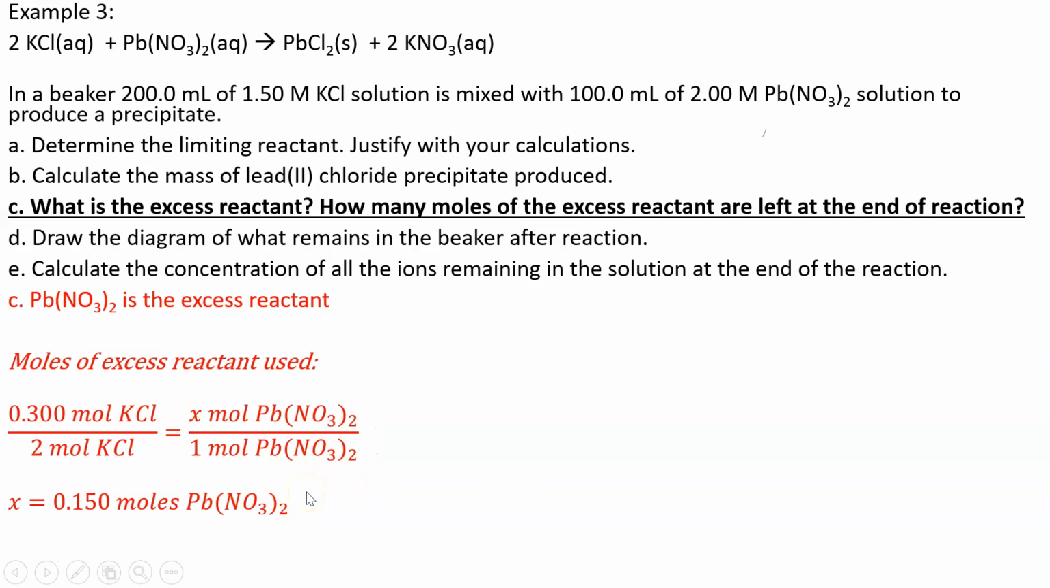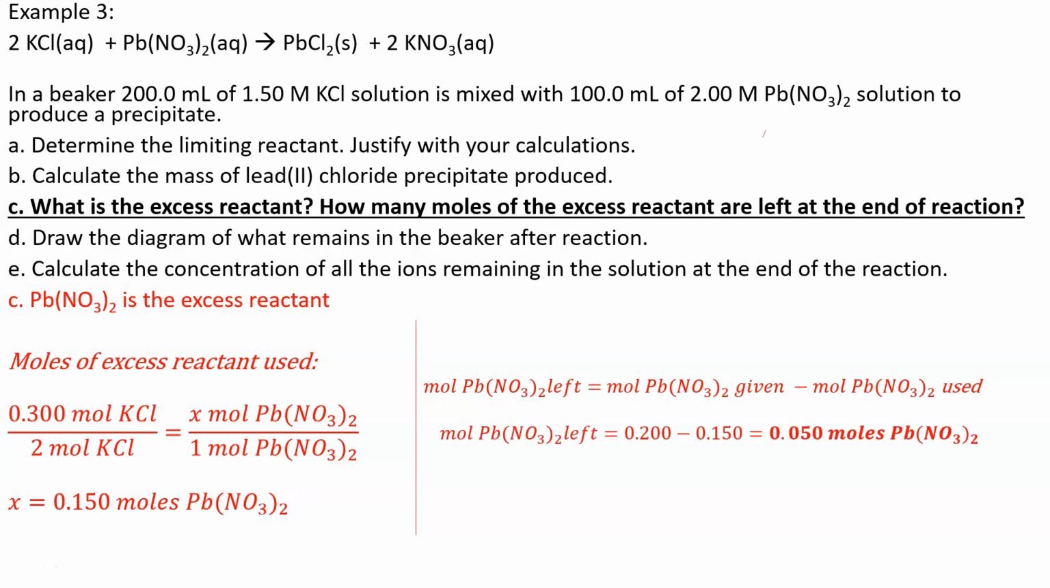Remember to use the number of moles that you calculated in part A. So we have 0.200 moles of lead nitrate that were given minus 0.150 moles of lead nitrate, which we just found that was used. That gives us 0.050 moles of PbNO3 that have been used up or consumed. I'm sorry, no, that are left, that are remaining.